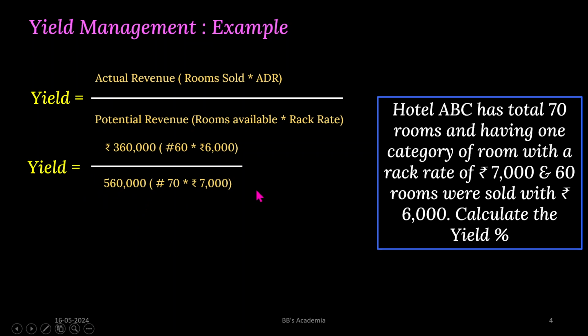Once you get these two figures, calculation is very easy, and the yield becomes 0.64. 0.64 means, yes, you were right, 64%. So your yield is 64%. That is the simplest way how yield is calculated. I hope it is very clear in your mind now. Let's move forward.